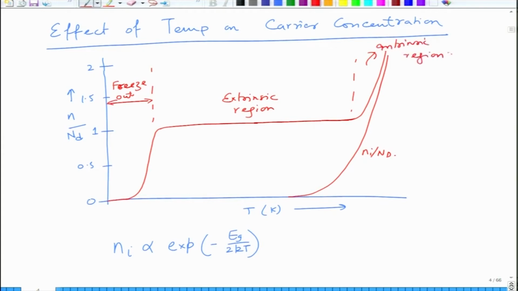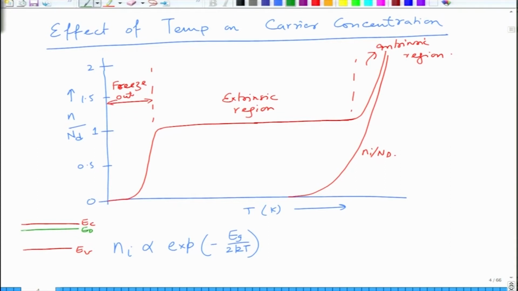So initially what happens is that, so what is the meaning of this extrinsic region? So when you look at this at 0 Kelvin, let us say this is the situation, this is your EV, this is your EC, and somewhere here we have ED, okay.